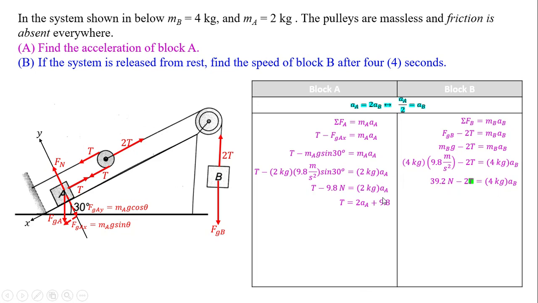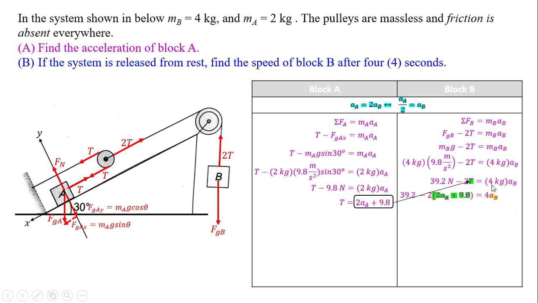But as you do that, keep in mind what it is that you're trying to find. Ultimately, I am trying to find aA. So here, I want to substitute T into where I highlighted green there. So this is just a quick substitution. 39.2, I carry down. I left out the units here because I'm running out of space. The 2 in the front, I carry down. Make sure you use parentheses when you substitute. So wherever T is, I put (2aA plus 9.8). So it's all in parentheses here.